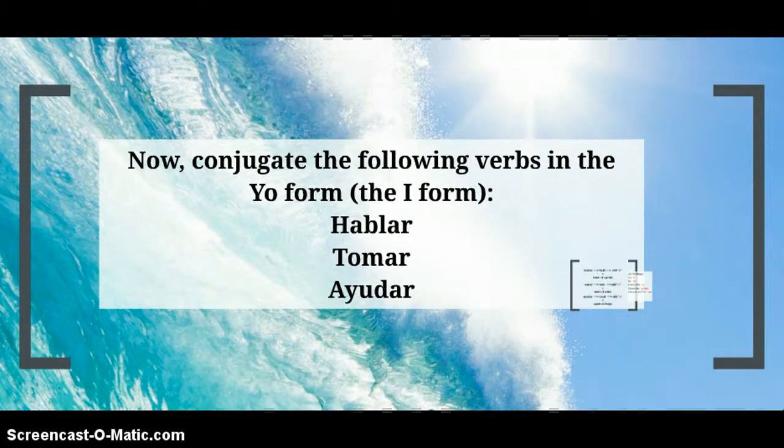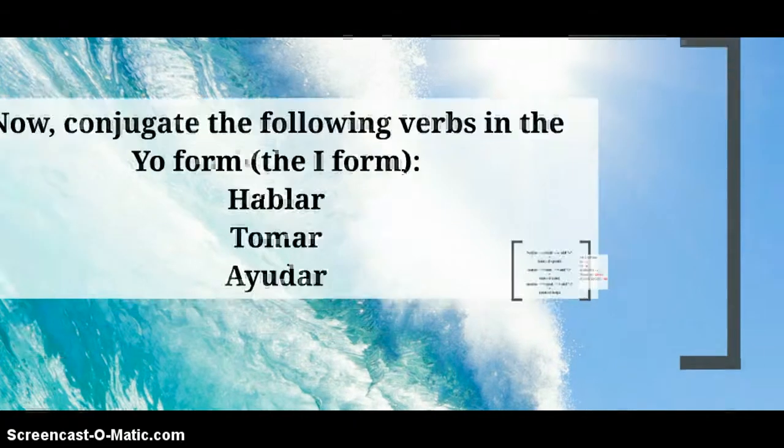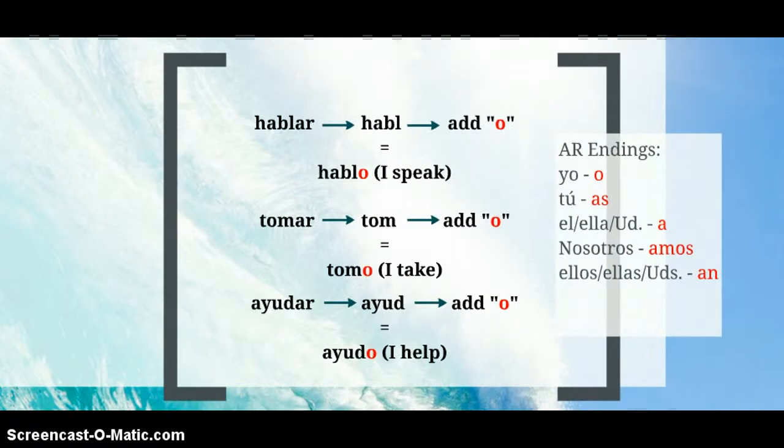Alright, now it's your turn to conjugate the following verbs in the yo form only. Okay, hopefully you went through, you remembered that your endings are as follows for AR verbs. You remove the AR, you add an O for the yo form, I speak. Perfecto. For tomar, you remove the AR, you add O, tomo, I take. Very good. In ayudar, you remove the AR and add the O, ayudo, I help.